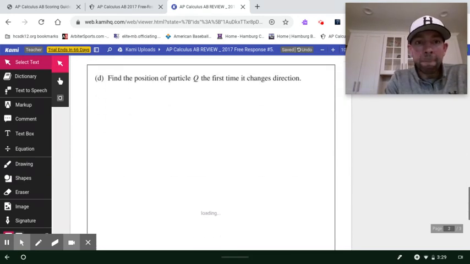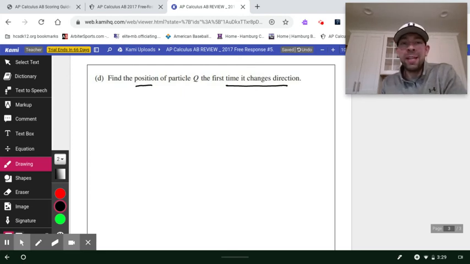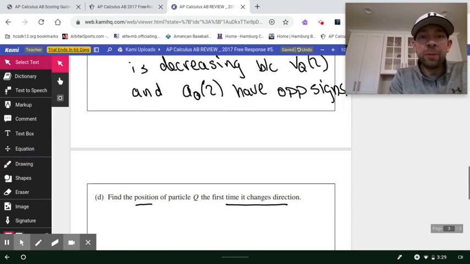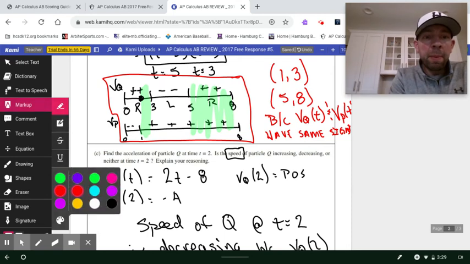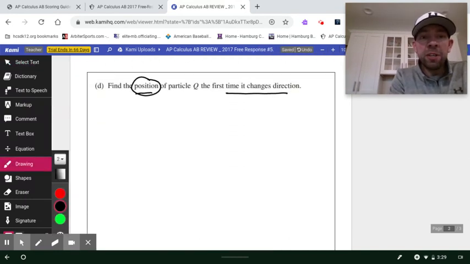All right, now D. Here is the sticky one here today. Find the position of Q the first time he changes directions. In other words, how do you know when he changes directions? That's going to be when the velocity function changes signs. And if we go back and take a look at that sign chart for Q, we would say right here at 3 is the first time we went from positive to negative. So basically, if we reword this question, we want to find the position of Q at t equals 3.